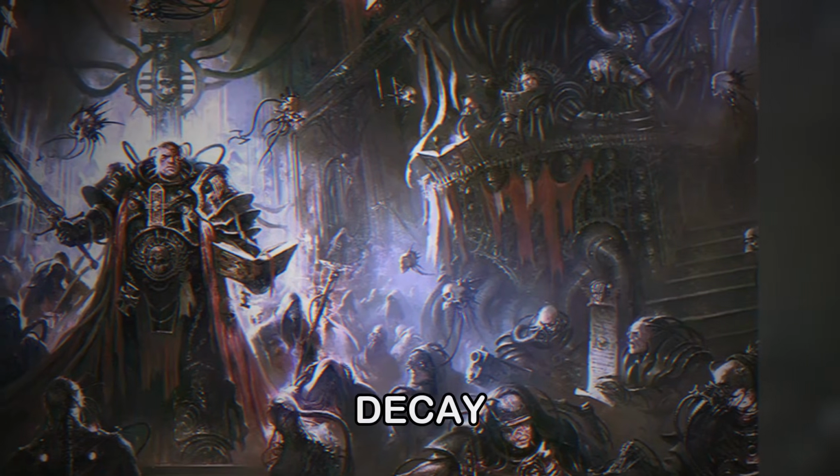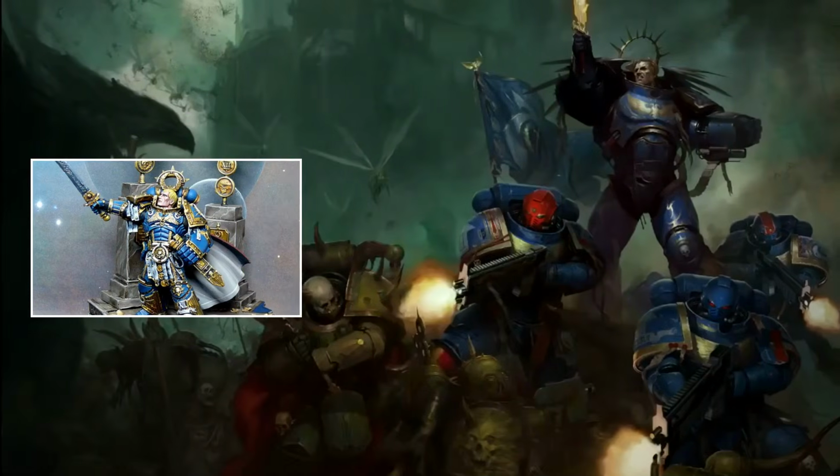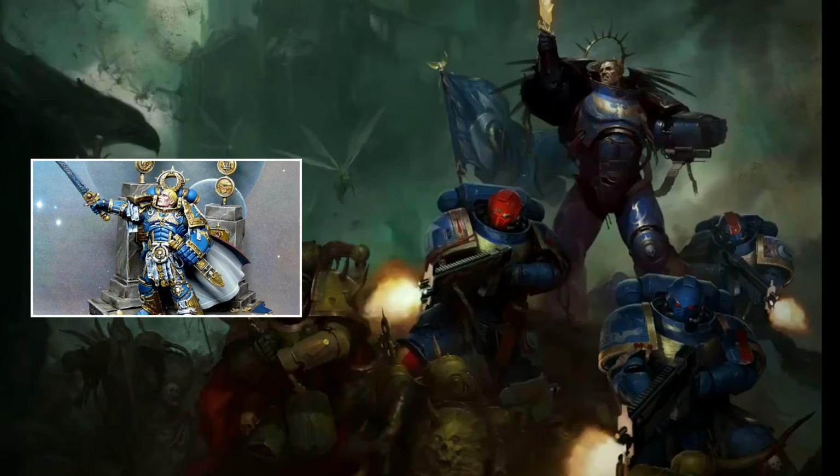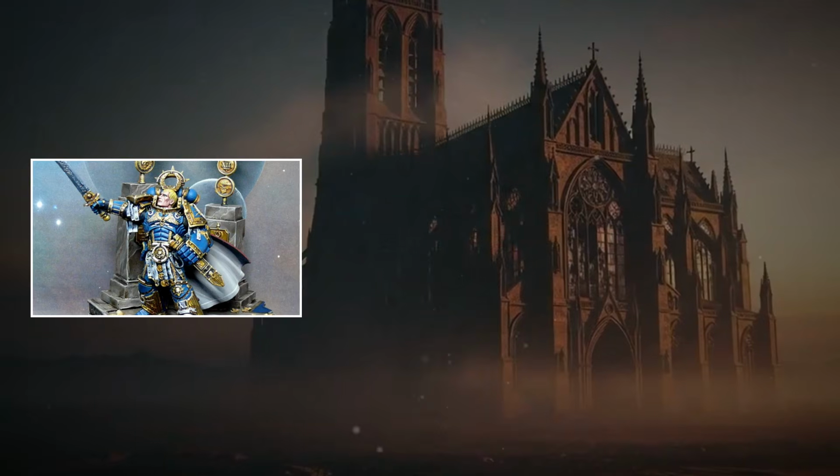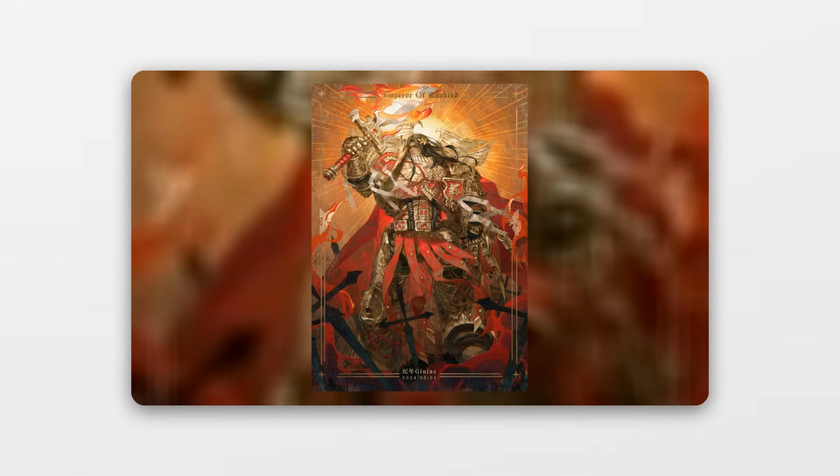Recognizing the dire need for a strong, decisive leader, and with the backing of the surviving High Lords who understood the gravity of the situation, Guilliman was appointed Lord Commander of the Imperium. This ancient title, once held by the Emperor himself, granted him supreme authority over all Imperial forces. His first and most monumental undertaking was the launch of the Indomitus Crusade.